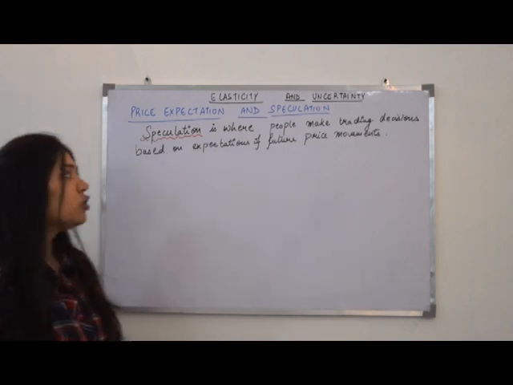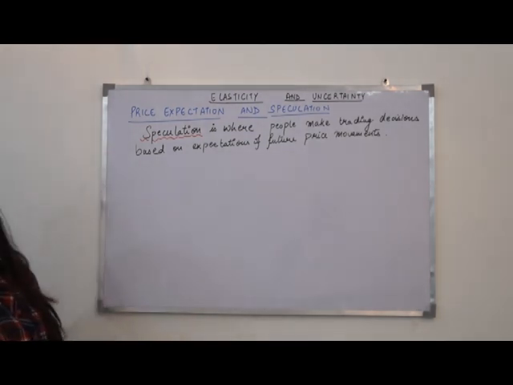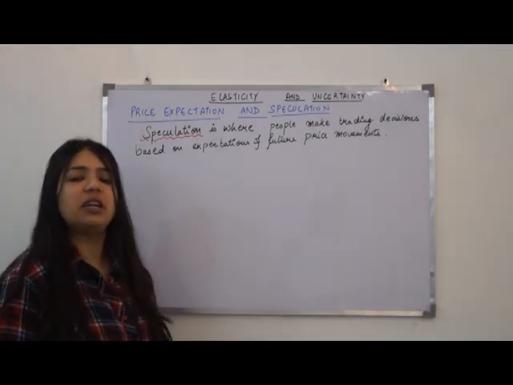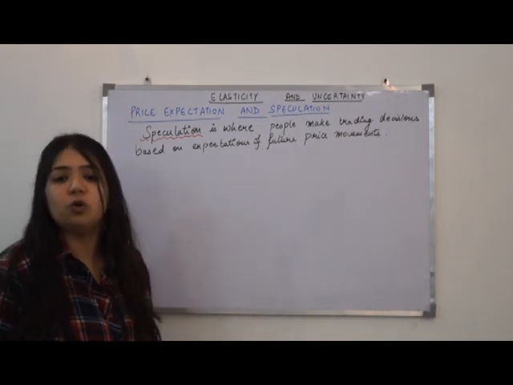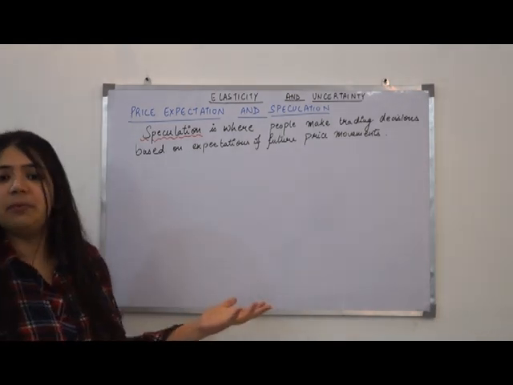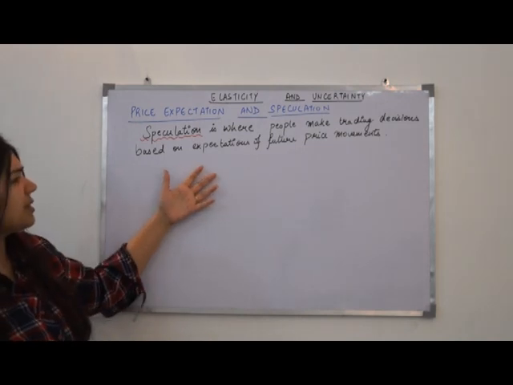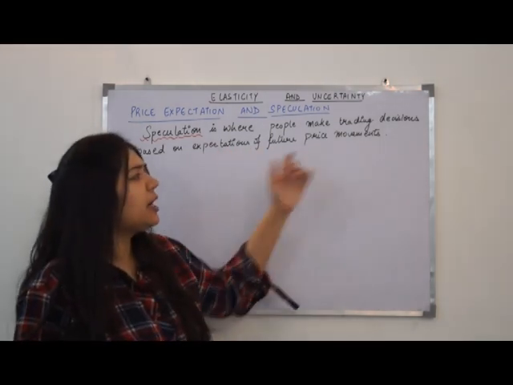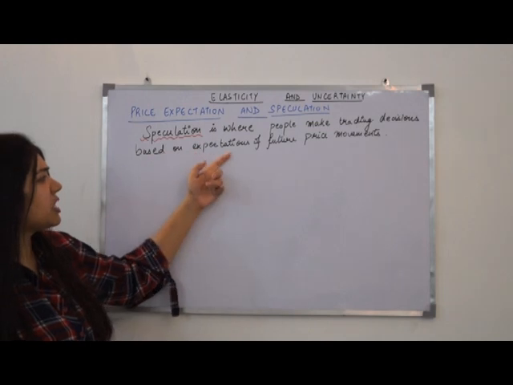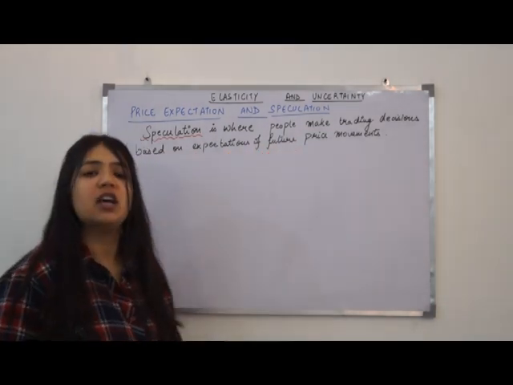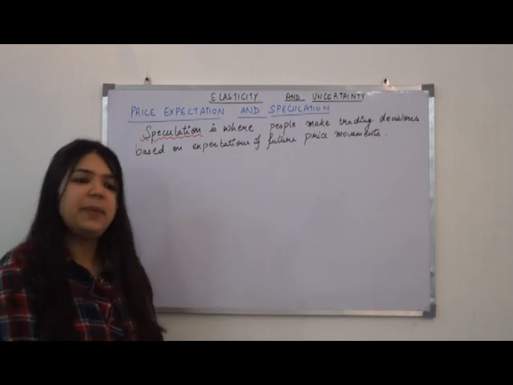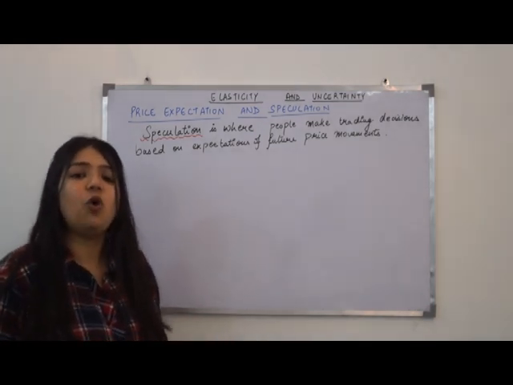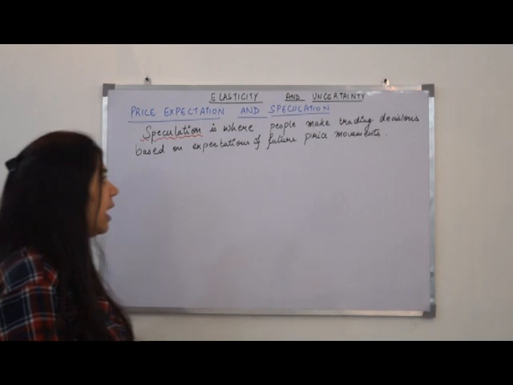So now what speculation is, it's just giving a fancy name to what we already know. Speculation is nothing but people making their trading decisions based on expectation of future price movements. Whatever they expect the future price movements to be, they are making their current trading decisions on that basis. Now let's understand this.